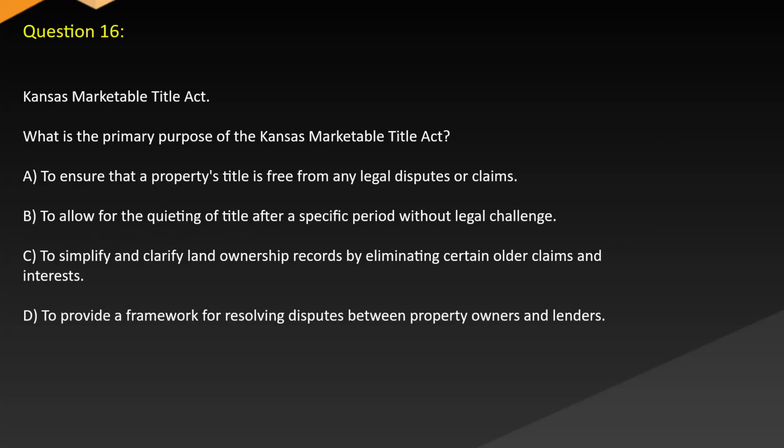Question 16. Kansas Marketable Title Act. What is the primary purpose of the Kansas Marketable Title Act? A. To ensure that a property's title is free from any legal disputes or claims. B. To allow for the quieting of title after a specific period without legal challenge. C. To simplify and clarify land ownership records by eliminating certain older claims and interests. D. To provide a framework for resolving disputes between property owners and lenders.